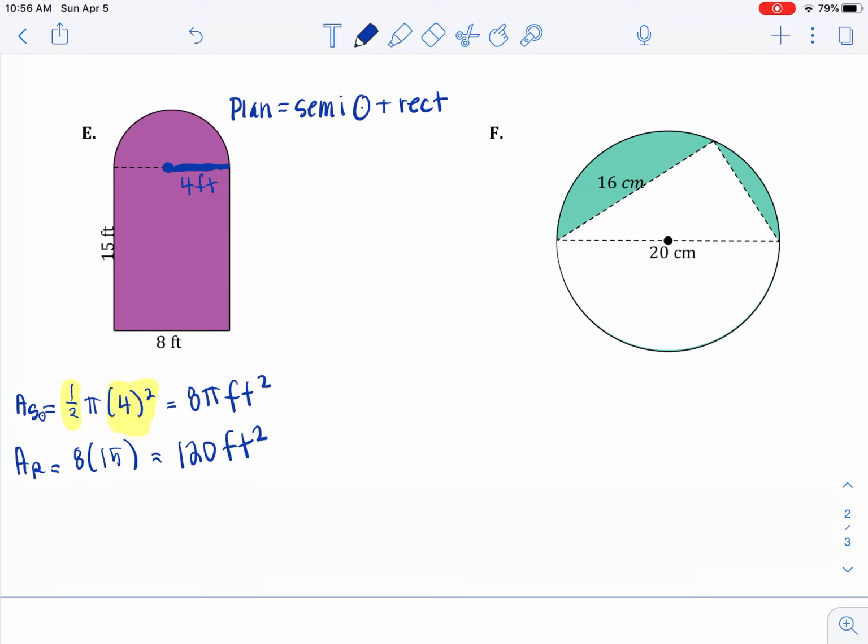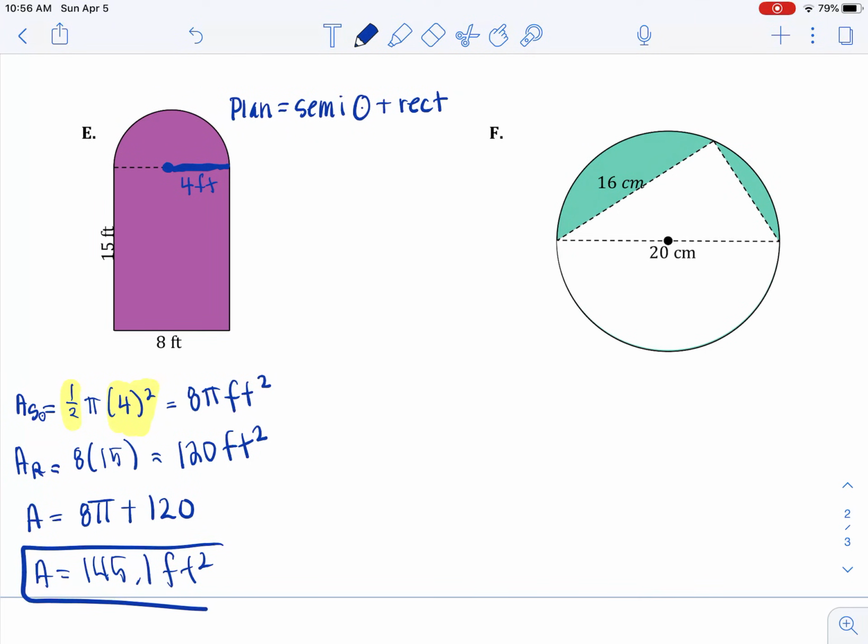120 feet squared. Okay, now I'm going to follow through on the plan. The plan was to add those. So I'm going to do 8 pi plus 120. So 8 pi plus 120, enter. Should get 145.1 feet squared.